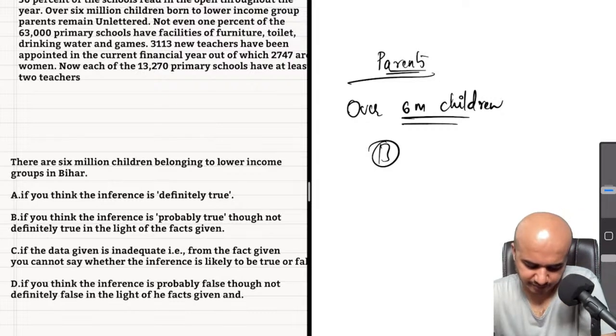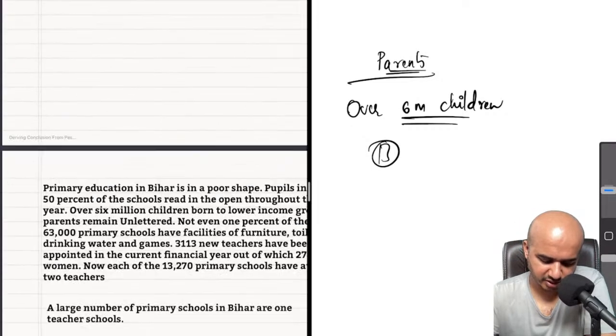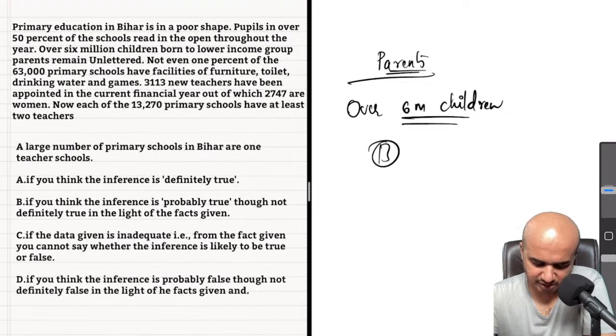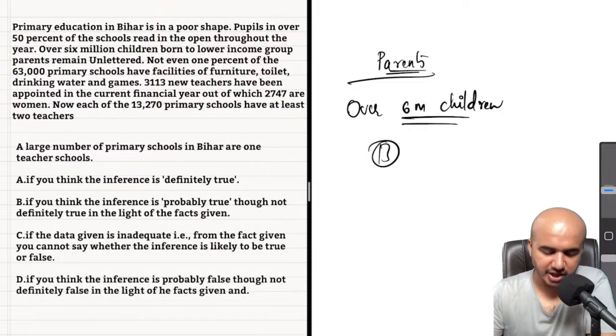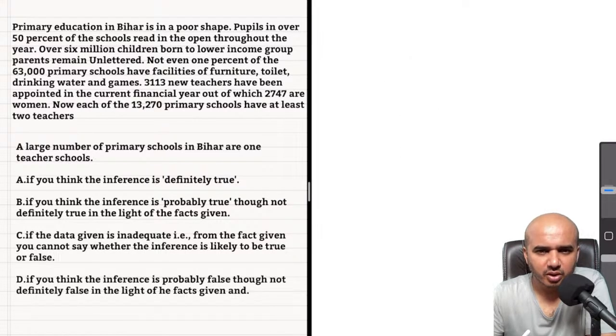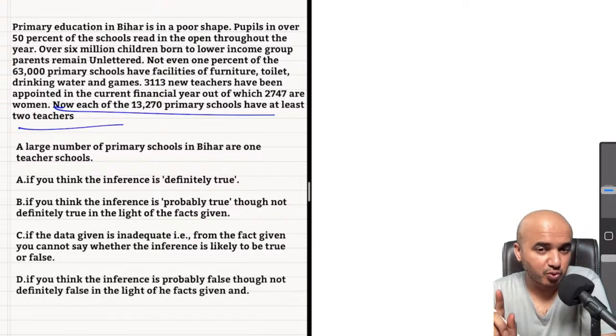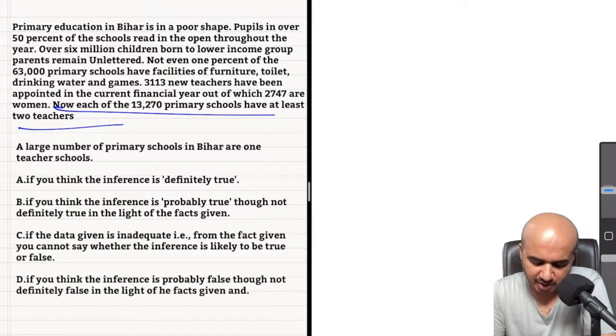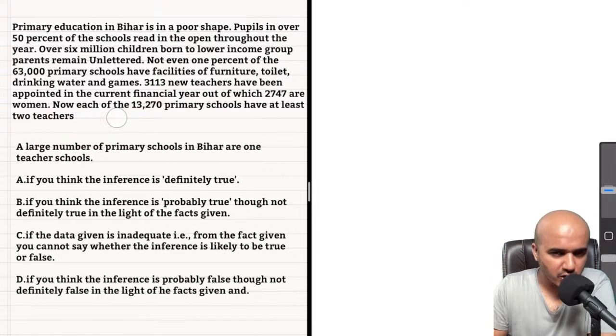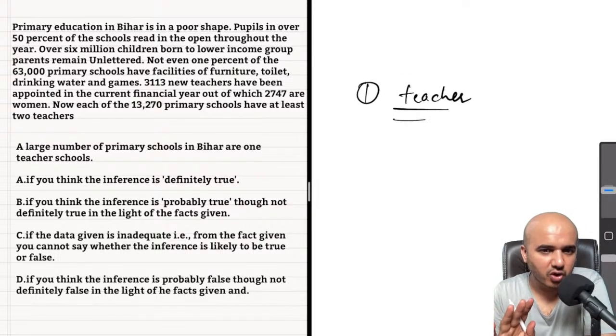Next, same passage once again, but the inference is different now. In this case, they say the large number of primary schools in Bihar are one teacher schools. No, because if you look at that last sentence, they very clearly say each of those primary schools have at least two teachers. If each of these primary schools have at least two teachers, we cannot say it's one teacher school for sure. So the inference in this case is definitely not true.